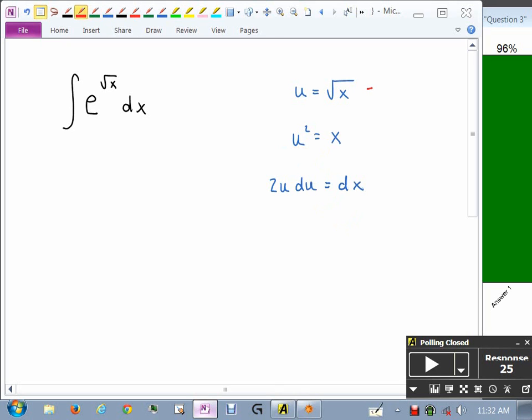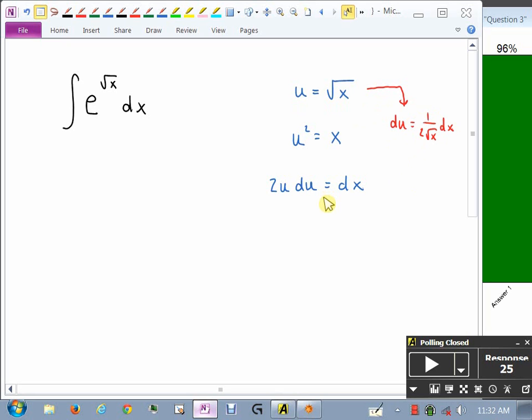Compared to doing it this way, which would still get you there, if you did this, you would have done du is 1 over 2 root x dx. That still would have worked, okay? That's the way we did it last class. But I'm just showing you you could do it this way.